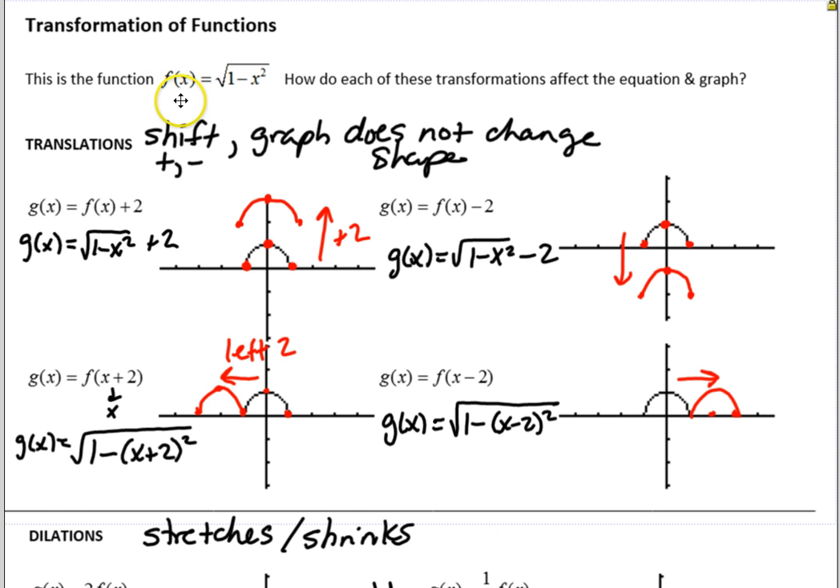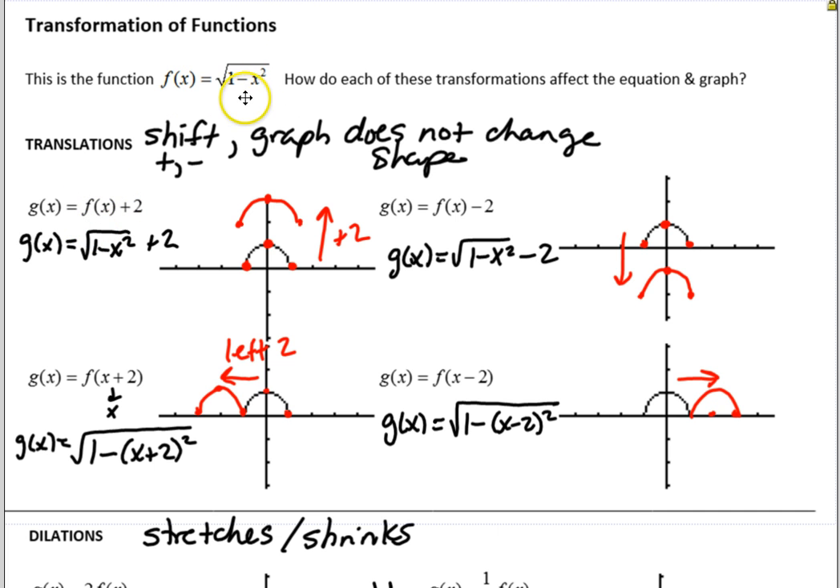So starting with this function right here, f of x is equal to 1 minus the square root of 1 minus x squared, which is a semicircle, the upper half of a circle of radius 1. And this circle has three key points: negative 1, 0; 1, 0; and 0, 1. We're going to see what happens to those 3 points and then the entire graph as we do different transformations. So the first transformation we're going to do is add 2 to the entire function.